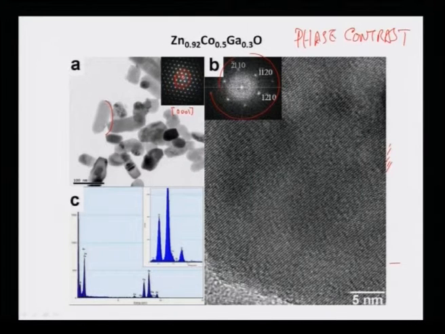On the left bottom corner of this slide, we have shown the EDAX or energy dispersive spectroscopic information. From this, one can see the peaks corresponding to cobalt, zinc, gallium, and obviously oxygen. You can see oxygen, zinc, gallium, cobalt peaks very easily. So, by knowing all this information, the normal wide field, the spectroscopic information as well as the phase contrast image, you can get lots of information from the transmission electron microscopes.